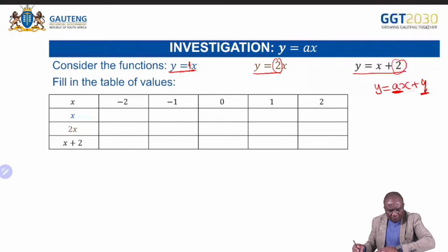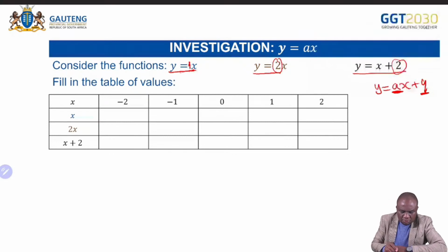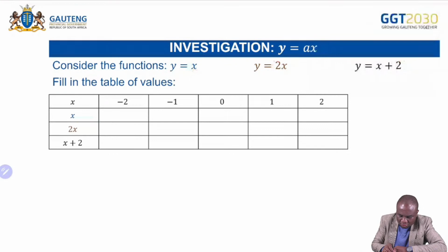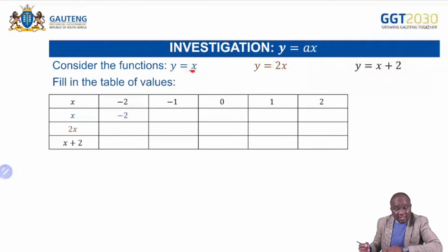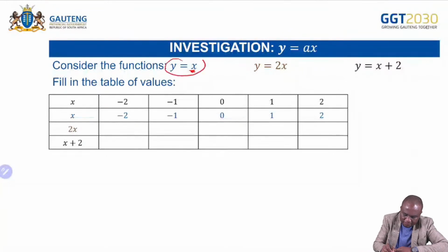Right. Now, we are going to substitute our input values into the function. So where there's x, we put negative 2. Anyway, y is equal to x means y and x must be the same. So we have negative 2 there for x. We have negative 1 there. We have 0 there. We have 1 there. We have 2 there. That is for this parent graph.